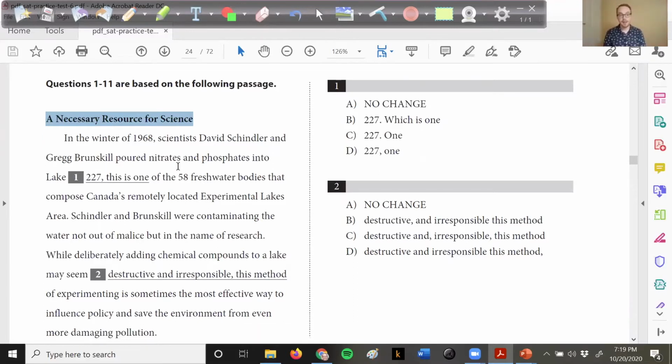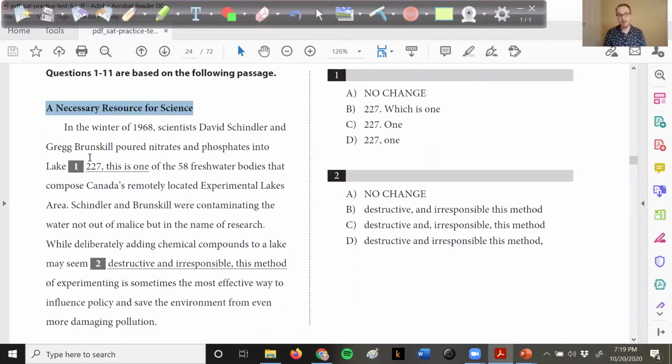All right, so let's dive in. Remember our steps. We start at the beginning, and we don't stop until we run into one of these boxes, okay? So in the winter of 1968, scientists David Schindler and Greg Brunskill poured nitrates and phosphates into Lake 227, this is one of the 58 freshwater bodies that compose Canada's remotely located experimental lakes area. Okay, so we've run into our first question. 227, space, this is one.